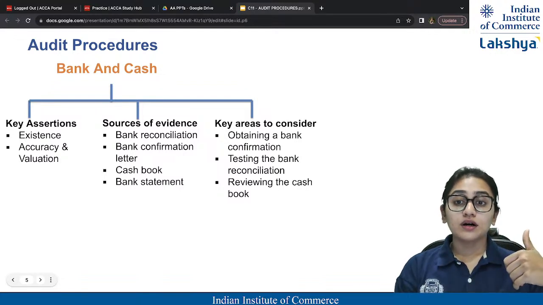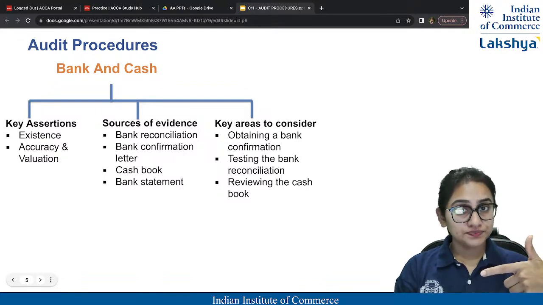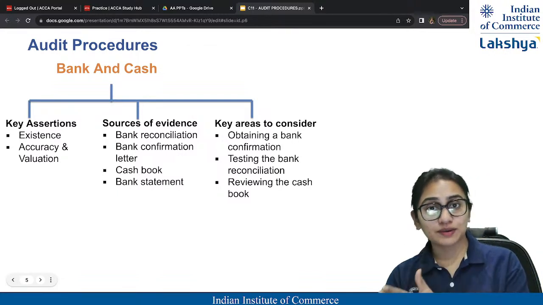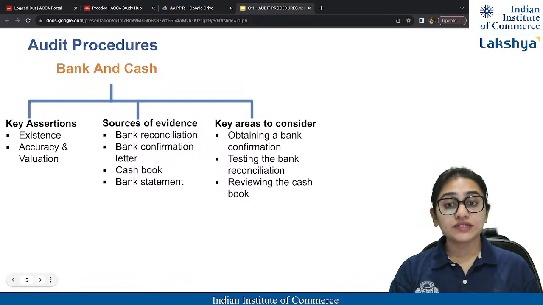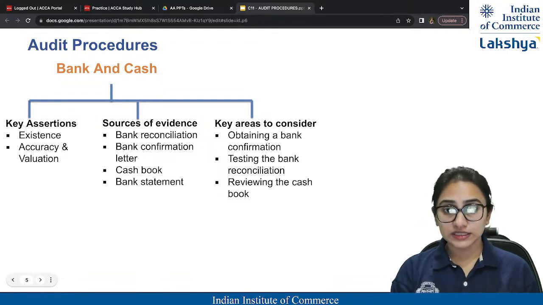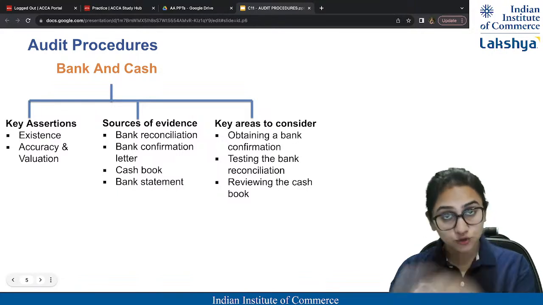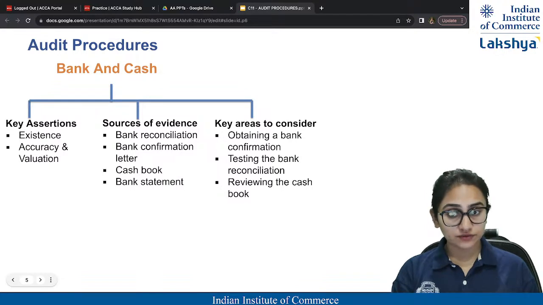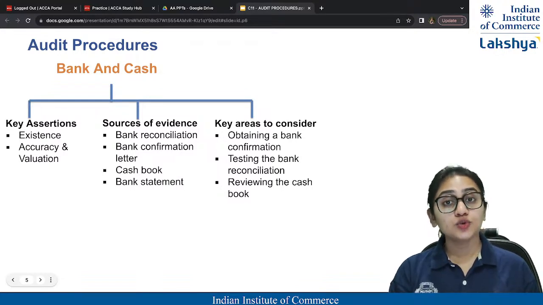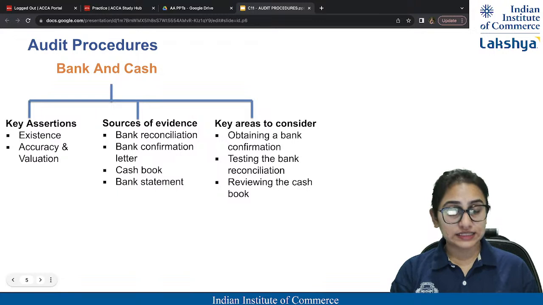Then we will do bank reconciliation to check if the cash balance and the bank balance is proper. Yes. Then we will obtain a bank confirmation letter. What is that? Confirmation from third parties. Yes. To make sure that actually there is that much cash or that much balance with the company. External confirmation. Then you will review the cash book and bank statement. For what?